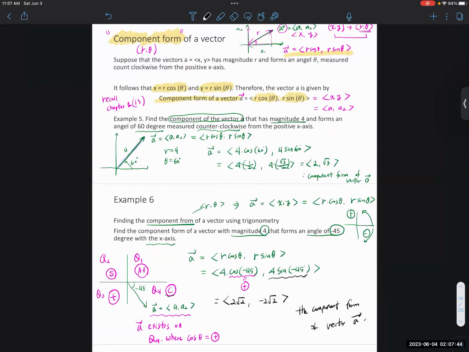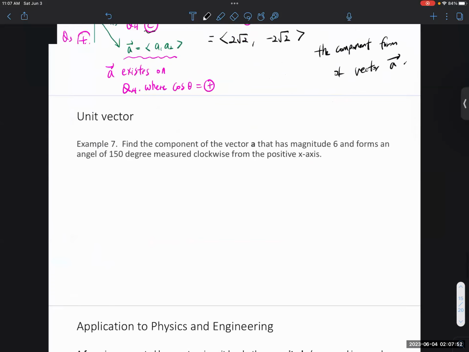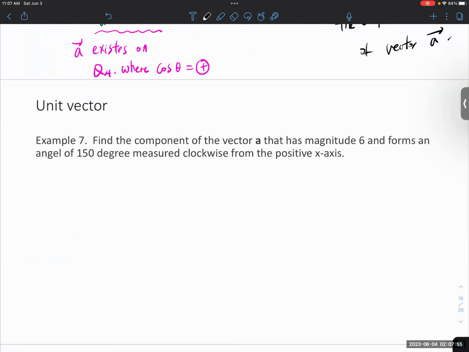Number 1, number 5, and 6 are the same work. Let me give you one more example before I go to the application problem. Here is the question. Same thing, we're going to find the component form of vector A. This time, magnitude is 6 and the angle is 150. Let's draw the image. Where's 150? Clockwise, so it's going to be negative 150, right? Clockwise, we're going to the negative side. So negative 150 right there, and the magnitude, the radius, is 6.